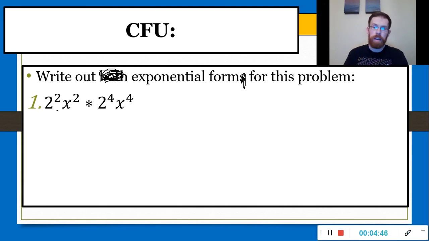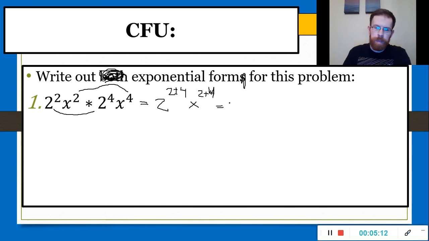So, kind of like what we did with the x's and the y's on the last page, I could only multiply things of the same type. So this is going to be 2 to the 2 plus 4, and that is going to be x to the 2 plus 4. There we go, a little bit better. Now, ladies and gentlemen, what's 2 plus 4? That's right.